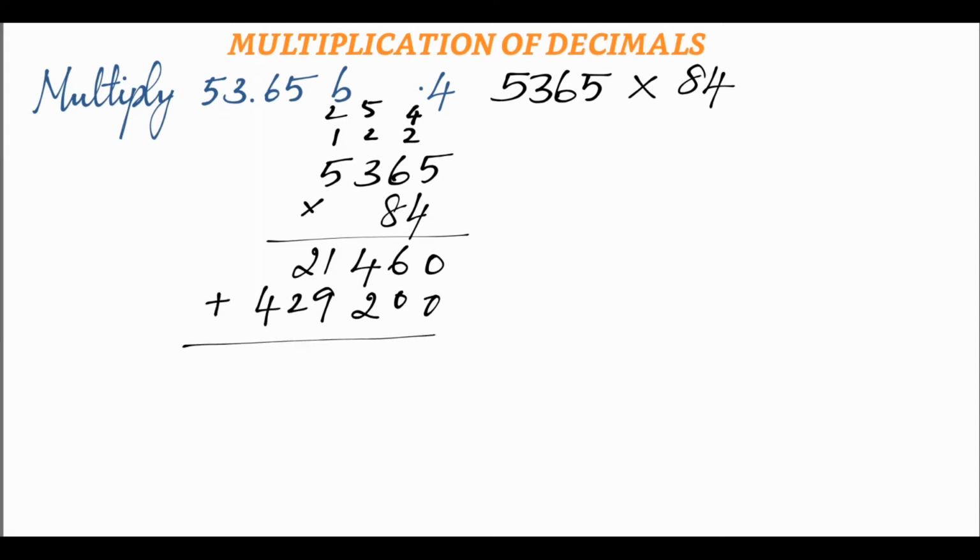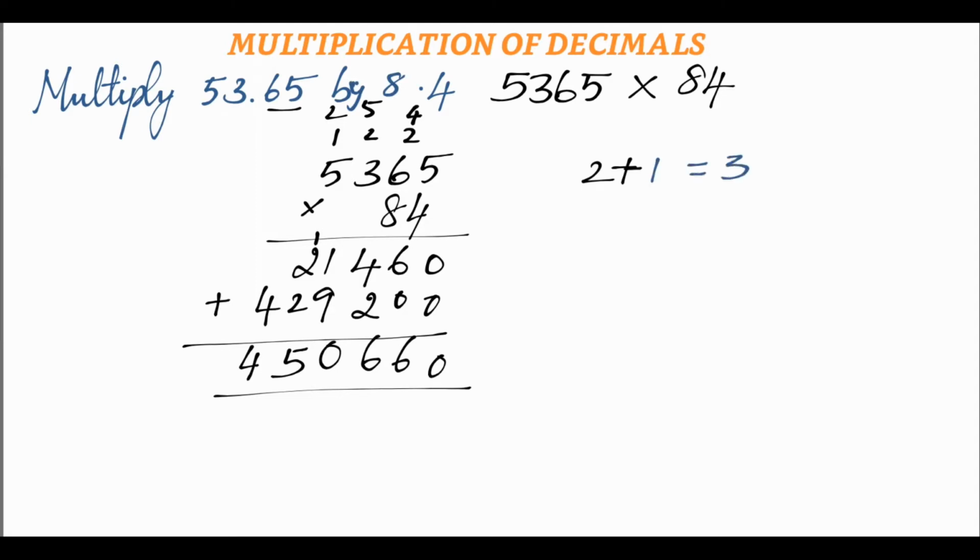Then we have to add. So 0, 6, 6, 10, 1, 5 and 4. So we got the answer as this, and we have to count the decimal places. So in 53.65 you have 2 decimal places, and in 8.4 you have what? 1 decimal place. So 2 plus 1 is 3. So totally 3 decimal places.